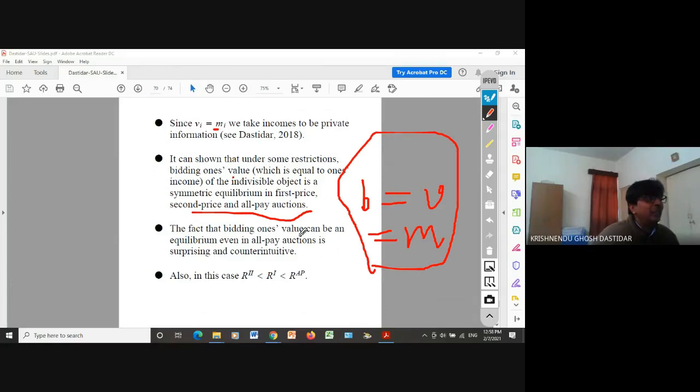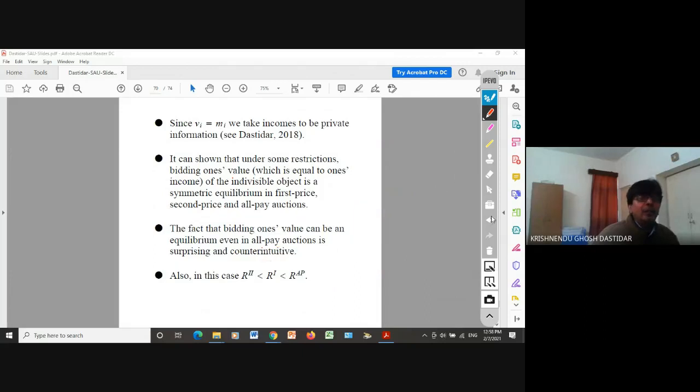The fact that bidding one's value can be an equilibrium even in all pay auctions is surprising and counterintuitive. This has not been worked out in the literature before, and we can show that revenue equivalence, of course, fails. The second price auction gives you the lowest possible revenue. So it's strictly less than the revenue in the first price auction, which is strictly less than the expected revenue in the all pay auction. So this happens when all incomes are low enough.